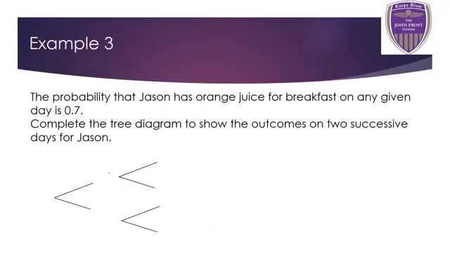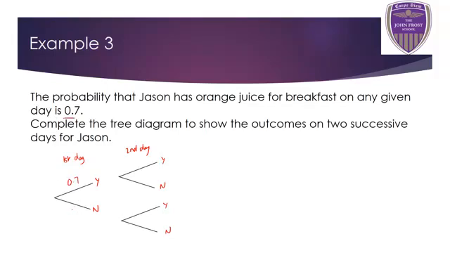So the probability that Jason has orange juice on any given day is 0.7. So the first day and the second day. So now we've got a decimal in here. So he's either going to have orange juice, yes, or he's not, no, on either day. Okay, the probability he has orange juice is 0.7. So I can fill that in.